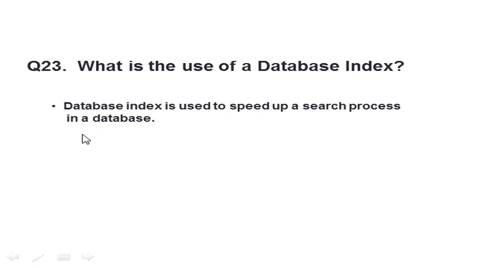For example, assume there are 10 lakh records. Out of these 10 lakh records, you are searching records satisfying a certain criteria. Then you will take help of a database index. A database index is similar to a textbook index. What is the use of a textbook index? You search for a particular topic, find out the page number, and directly you can go to that page number, right? Likewise, a database index is used to speed up the search process in the database.